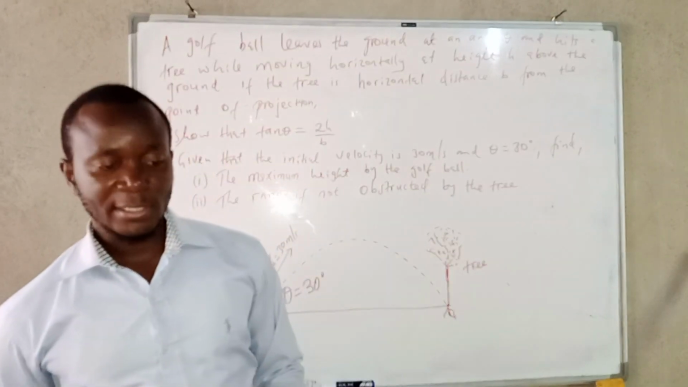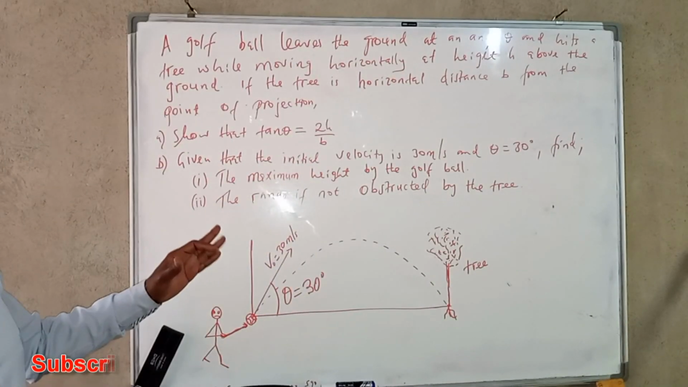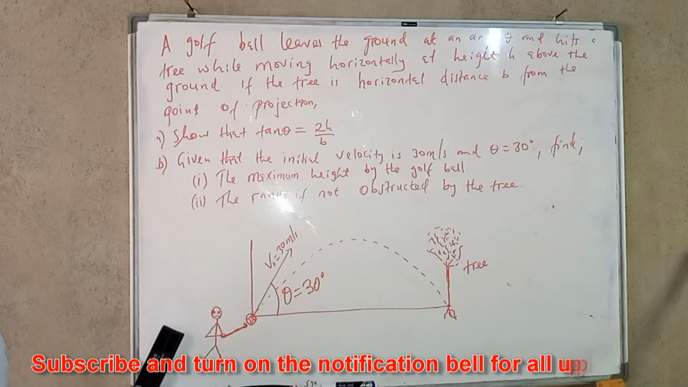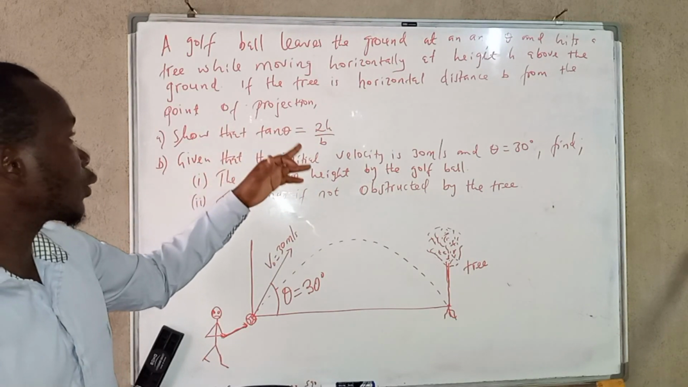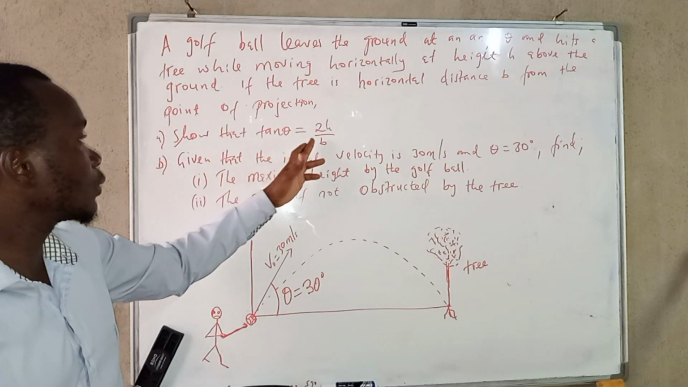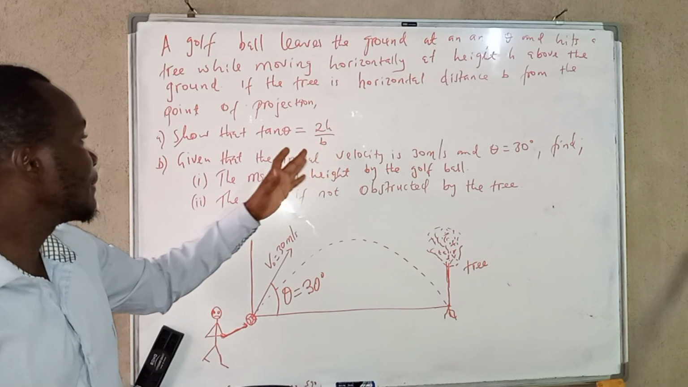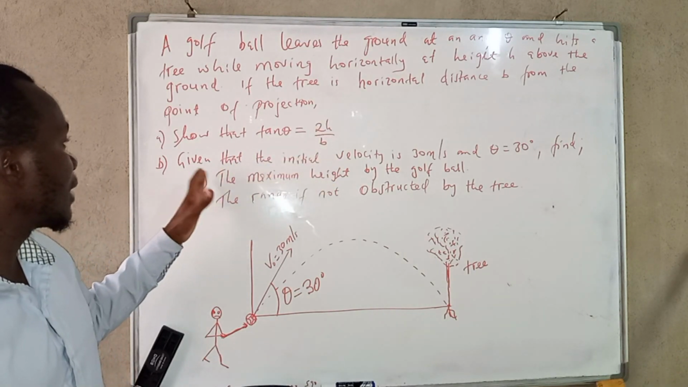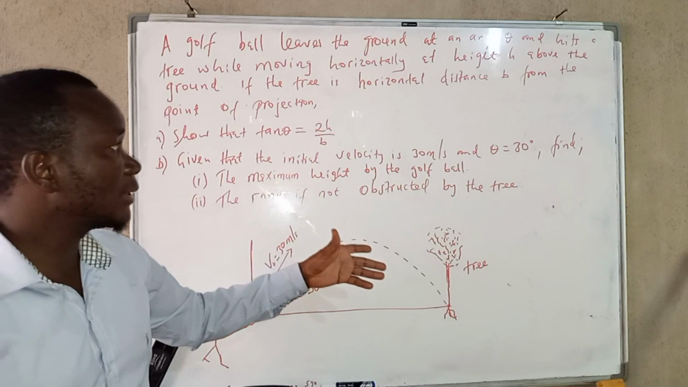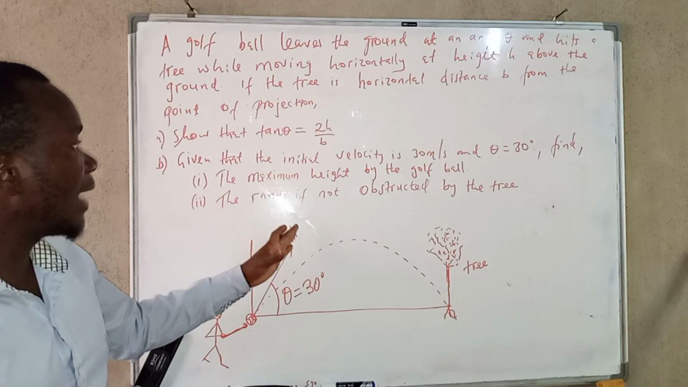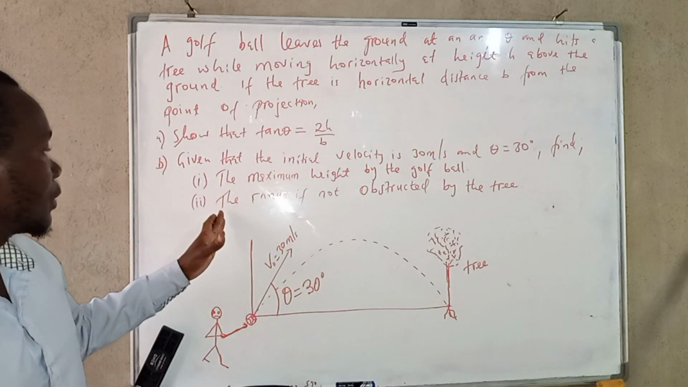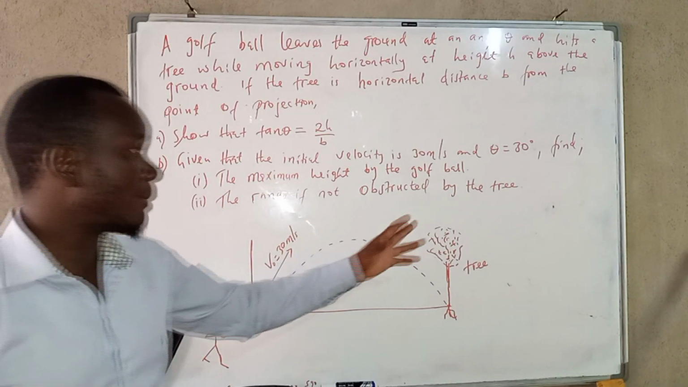Welcome. In this video, we're going to look at this scenario where a golf ball leaves the ground at an angle theta and hits a tree while moving horizontally at height h above the ground. If the tree is horizontal distance b from the point of projection, show that tan theta is equal to 2h over b. Then, given that the initial velocity is 30 meters per second and theta is equal to 30 degrees, find one, the maximum height reached by the golf ball, two, the range if not obstructed by the tree.